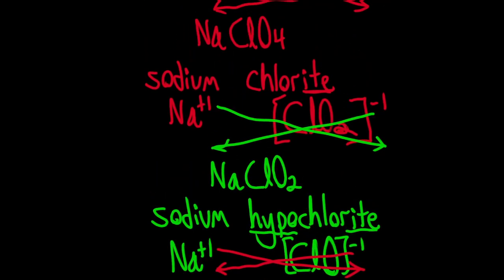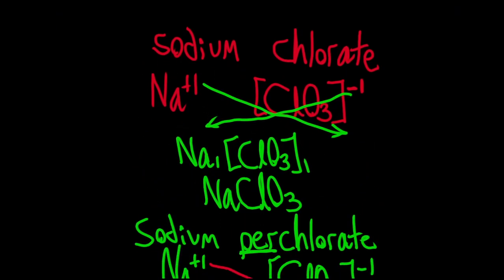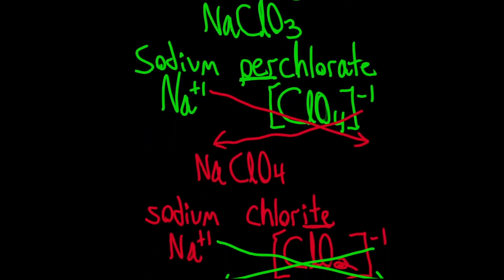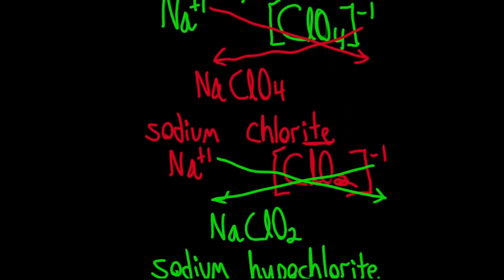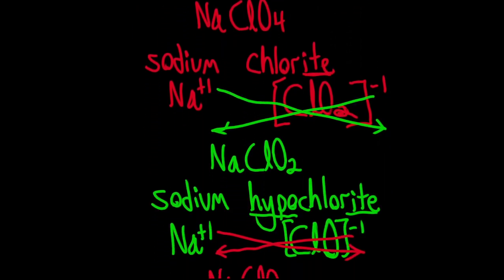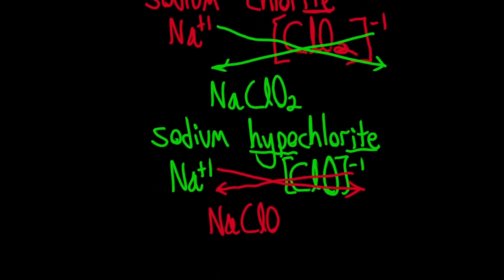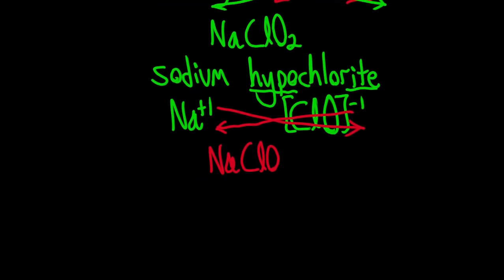So you can see there, I started with sodium chlorate, my base state. If I add one more oxygen, then I go to perchlorate. If I take away an oxygen from my base state, I end up with chlorite. And if I take 2 oxygens away, I end up with sodium hypochlorite.